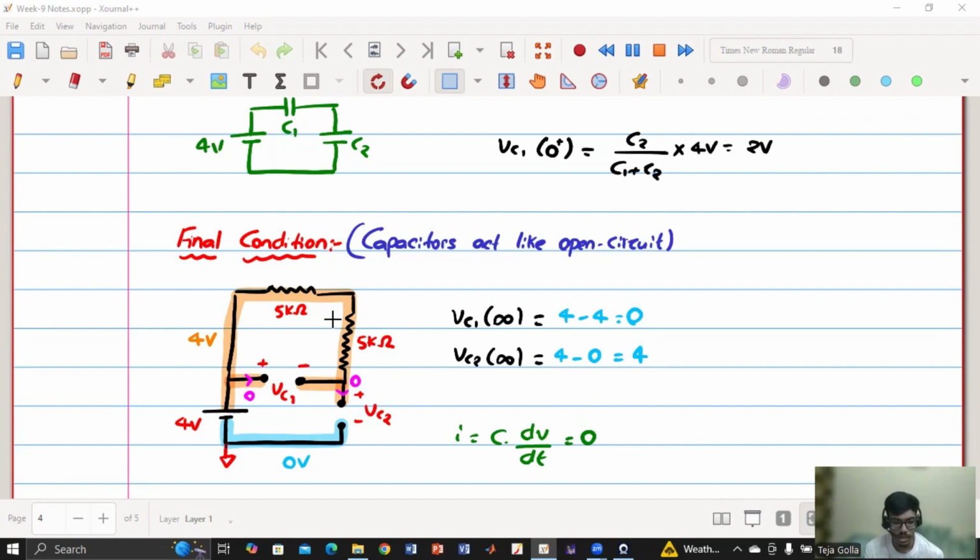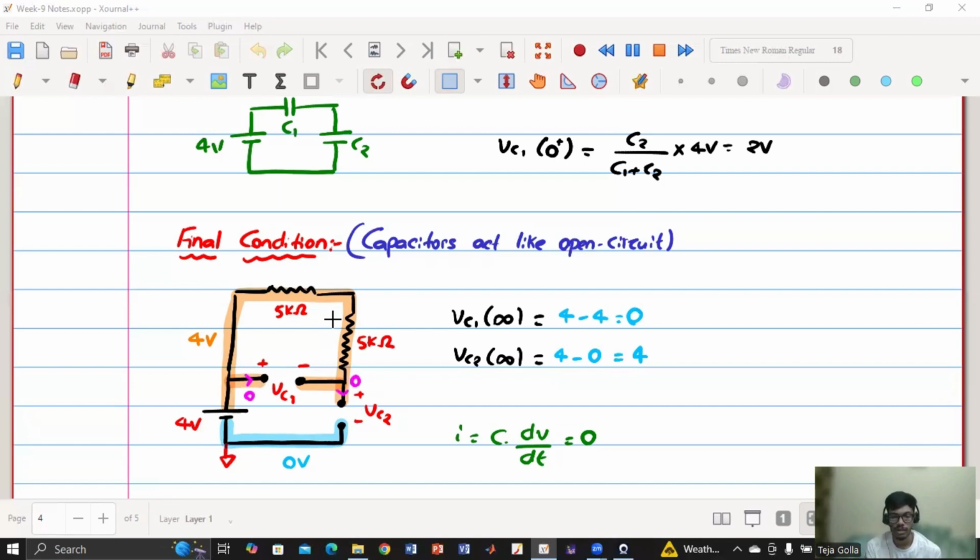Now at this condition, I calculated VC1. It turns out to be zero because both terminals are at the same potential, 4 volts. What is the value of VC2? It is 4 volts because one terminal is at 4 volt and the other terminal is at 0 volts. So VC2 at infinity is 4 volts. It all falls on the condition that capacitors act like open circuit at steady state. You have to use that to find the capacitor voltages, else it is not steady state. If you are not considering capacitors to be open circuit, it means it has not reached steady state. Final condition means the system has reached steady state.